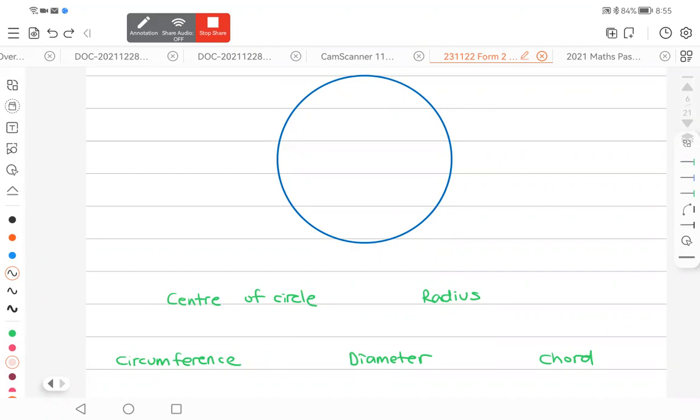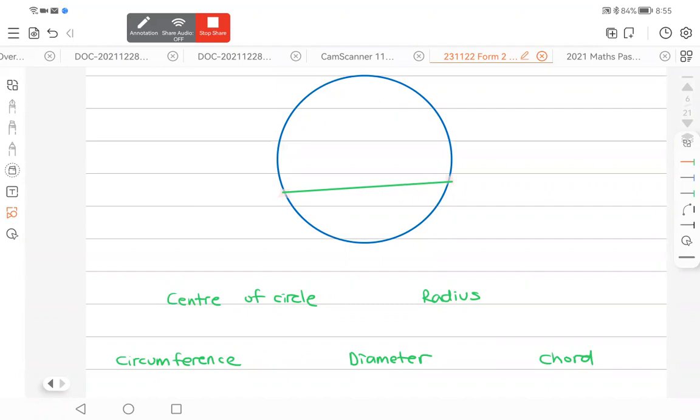What is the line that joins 2 points on the circumference? Let's say you have 2 points here, 1, 2. So you have a straight line joining these 2 points on the circumference. It's known as a chord. Yes, you're right, chord. If they are not mentioning passing through the center, then it should be a chord. You cannot write diameter. Okay, that's the difference.